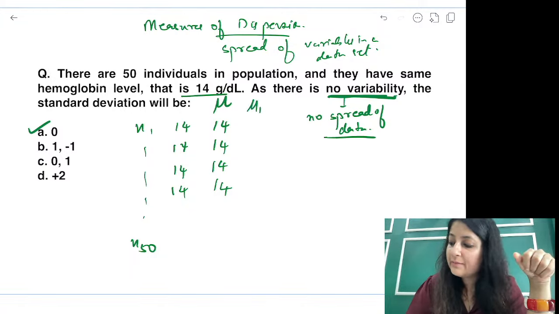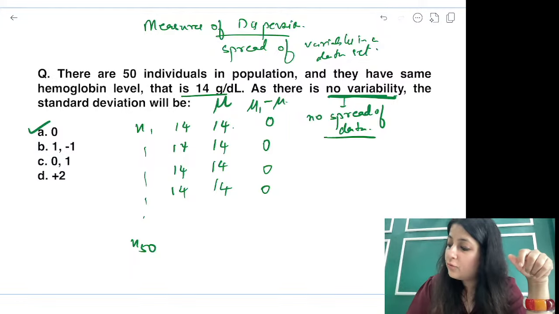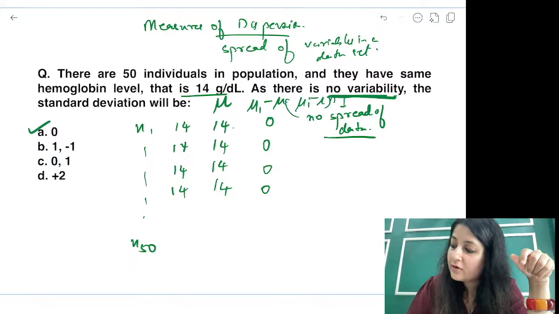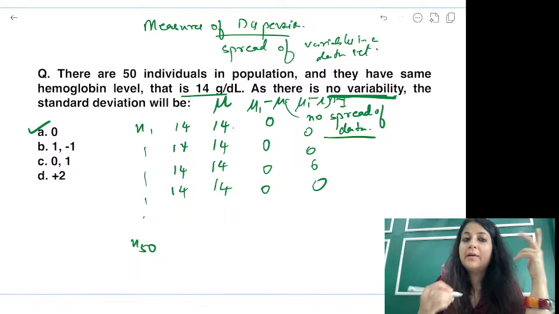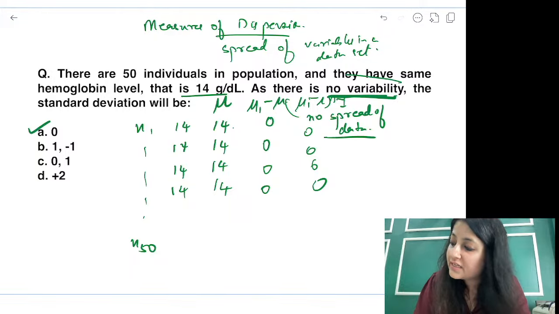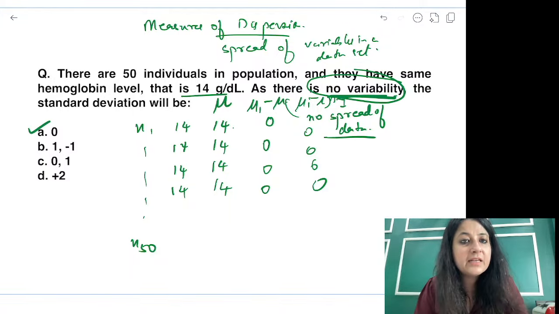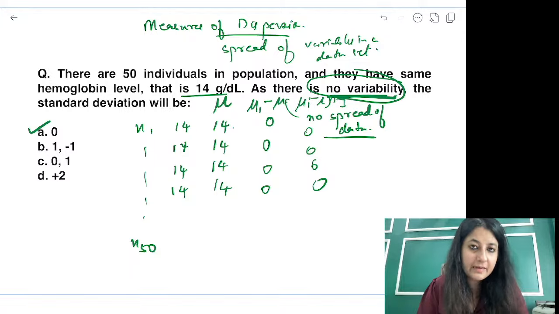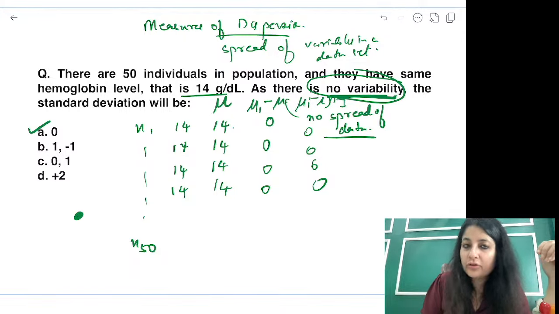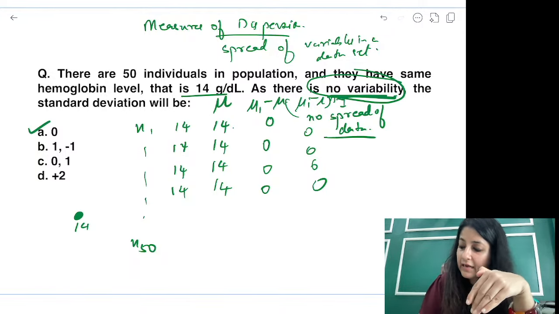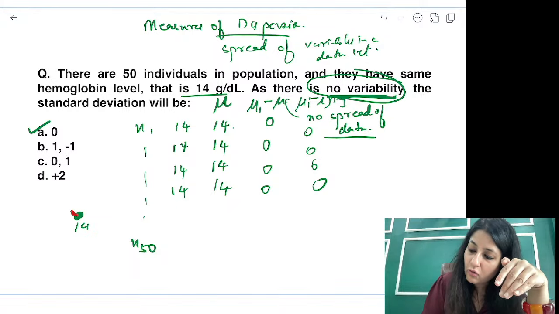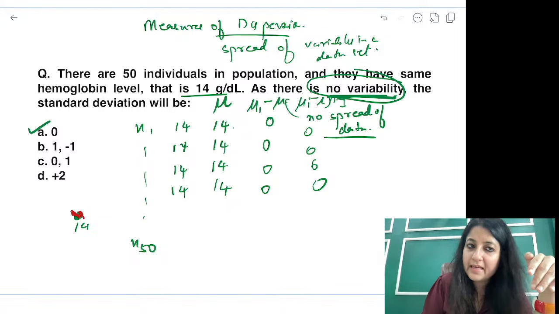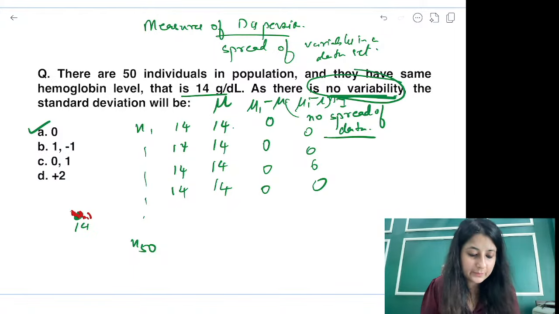Now what is the next step? Mu i minus mu. What will it be everywhere? 0. If you do mu i minus mu whole square also, it will be 0. But you don't have to do all that. It was written no variability, which means no spread of data. That means the mean is also the central value 14 and everybody's value is on this only. सबके में value इसे mean पे. ठीक है? चले आगे. Give me a thumbs up.